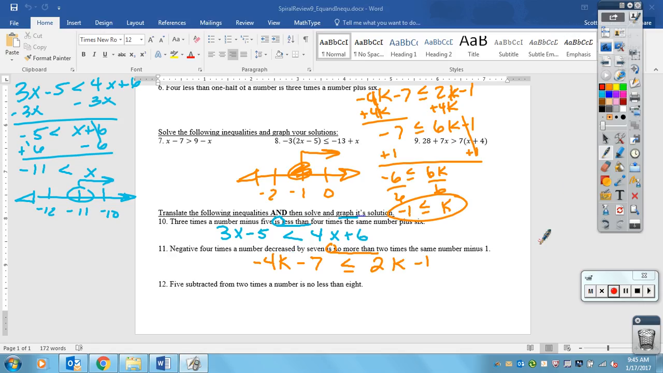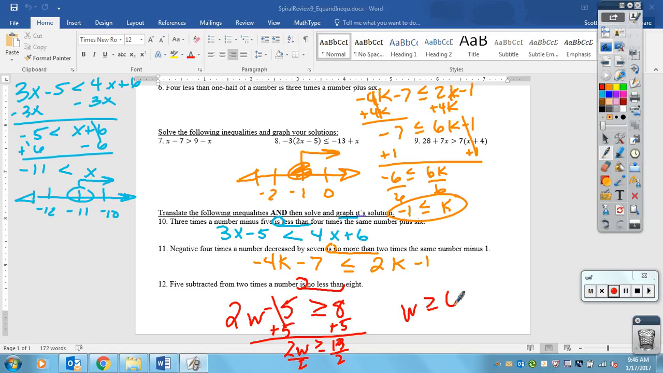And the last one, number 12. 5 subtracted from 2 times the number is, but actually is no less than. Is not less than means is greater than or equal to. Is no less than 8. 5 subtracted from 2 times a number. Actually, the easiest translating one yet. Add 5, add 5. 2w is greater than or equal to 13. Divide by 2, divide by 2, we get w is greater than or equal to 6.5.